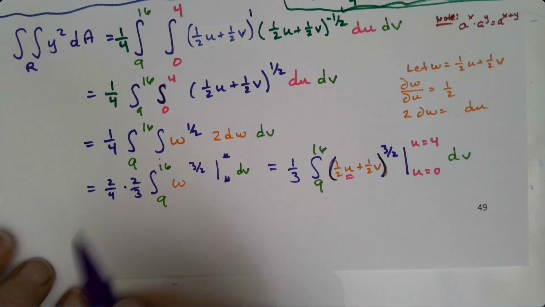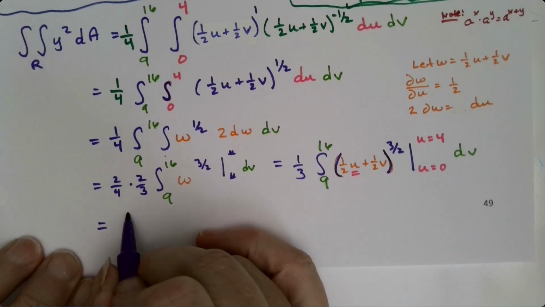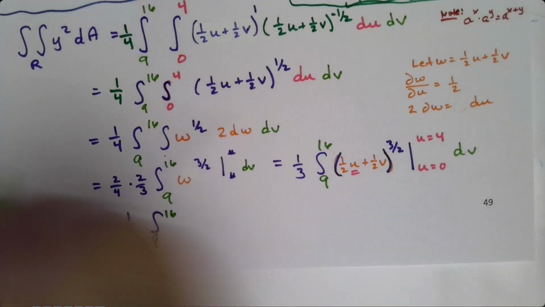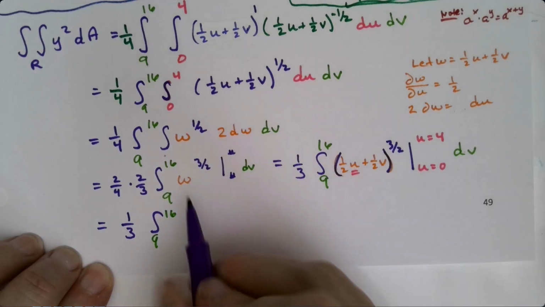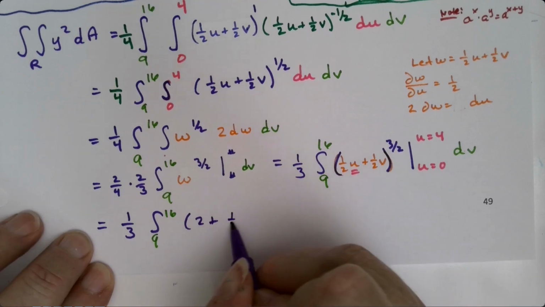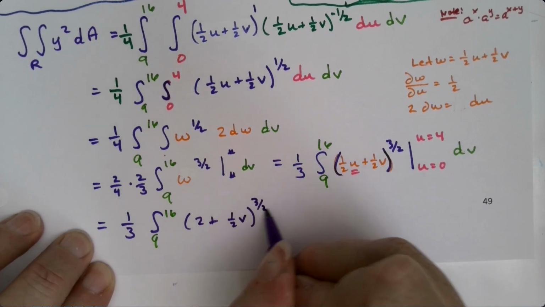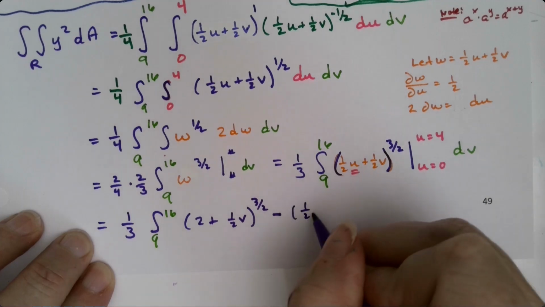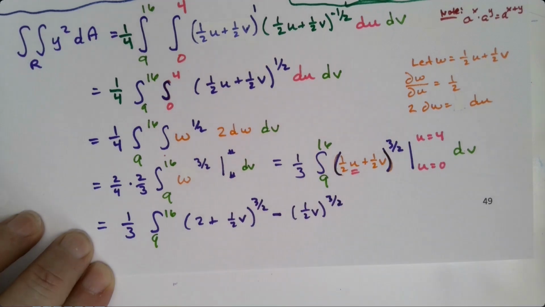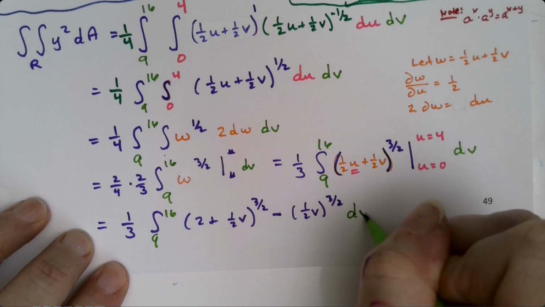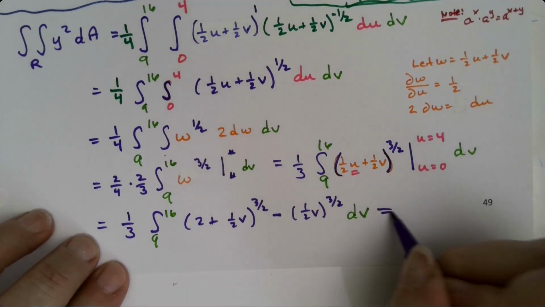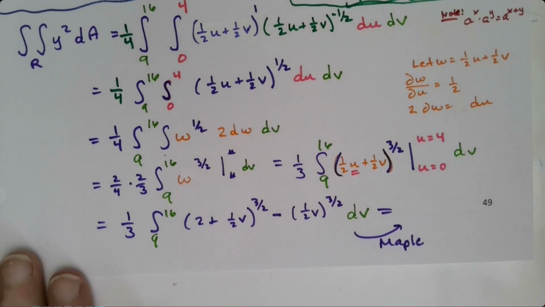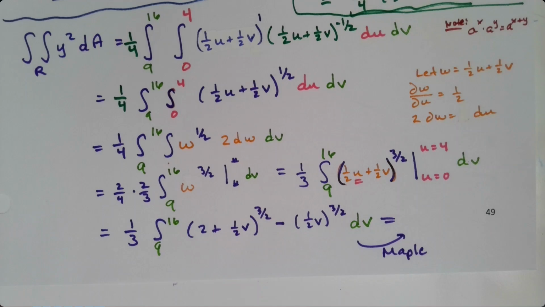All right, so let's put it all together. This is now 1/3 integral from 9 to 16, 2 plus 1/2 v to the 3/2, take away 0 plus 1/2 v, so that's just 1/2 v to the 3/2 dv. And at this stage, we make Maple do it. So let me go grab my Maple.